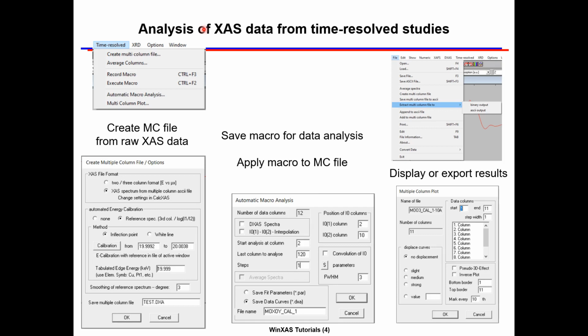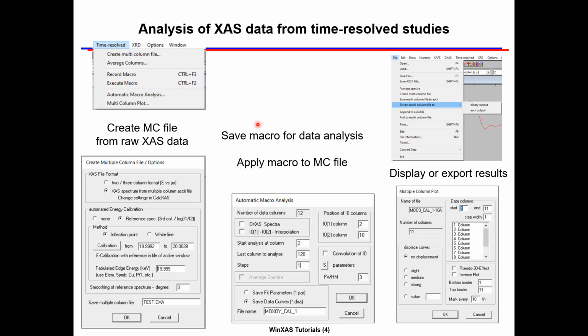Analyzing your own data from time-resolved experiments will probably consist of the following steps. First, individual raw data files need to be converted into a single multi-column file. This can be done for any two-column or multi-column ASCII file with or without energy calibration, depending on the format of your raw data files. Here one needs to keep in mind that the resulting multi-column file contains a single energy axis, which normally makes energy calibration of raw spectra mandatory.